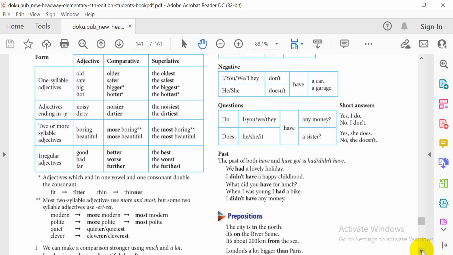Now we make have got and have past. If you want to change have got and have to the past, you must change have got and have to had.